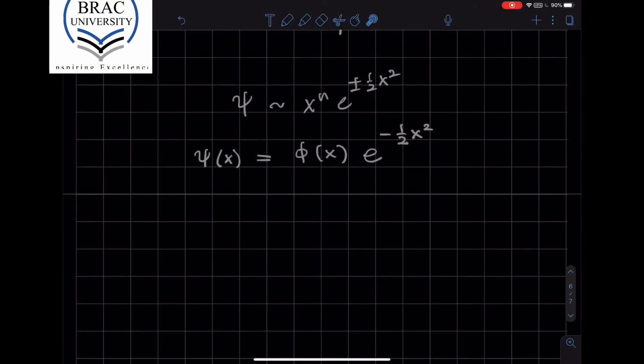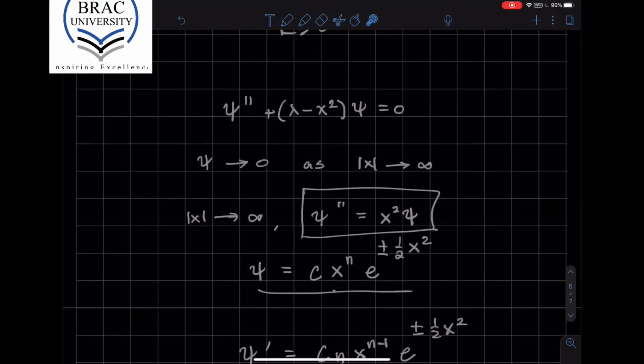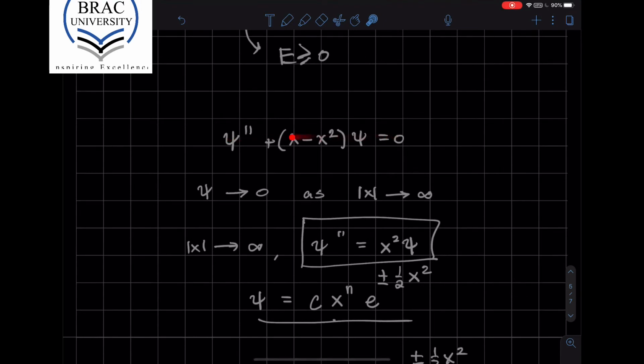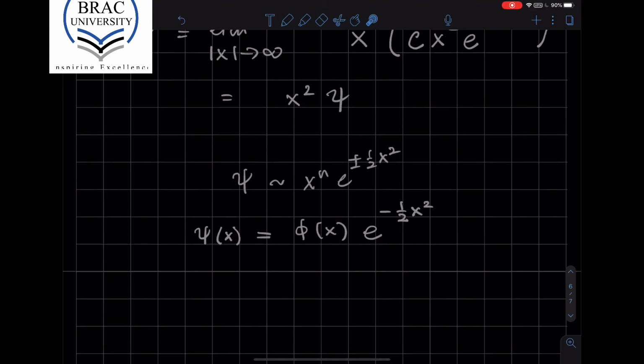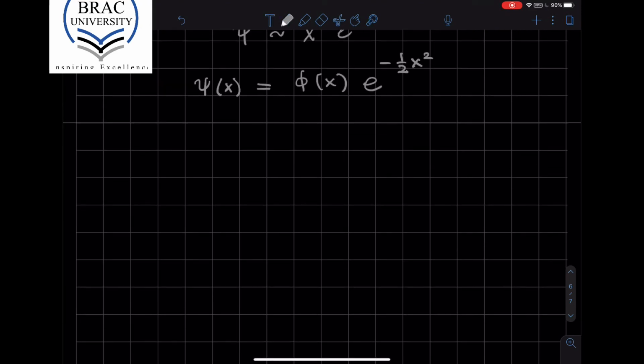What we now do is insert this exact ansatz into our exact equation, which is this equation. Let me just rewrite this here to remind ourselves. Our exact Schrödinger equation is this thing.